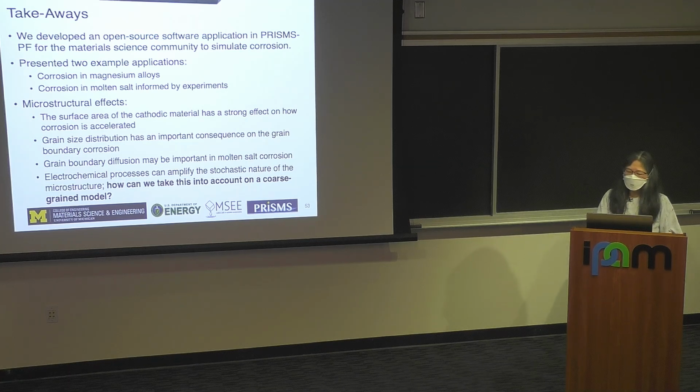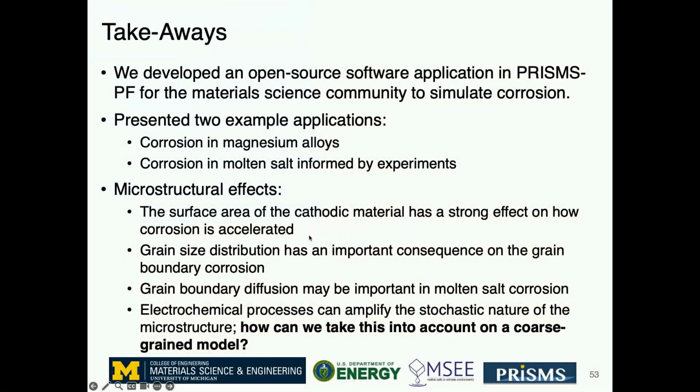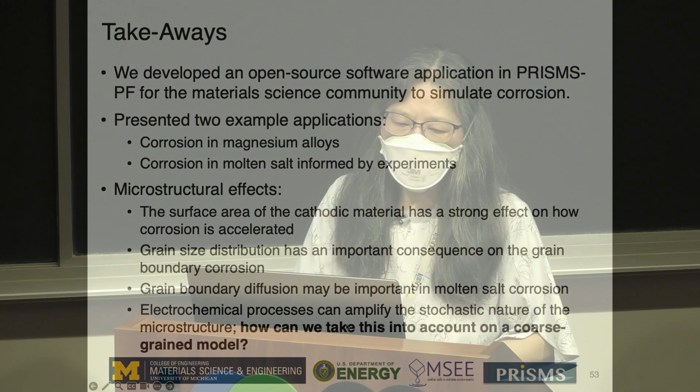In terms of microstructural effects, because I feel like that's what I'm here for, to tell you, surface area of cathodic material has a strong effect on how corrosion is accelerated. Grain size distribution has an important consequence on the grain boundary corrosion. And grain boundary diffusion may also be important in molten salt corrosion. And this is what I think is interesting, at least in the context of this workshop. Electrochemical processes can amplify the stochasticity that exists in the microstructure.